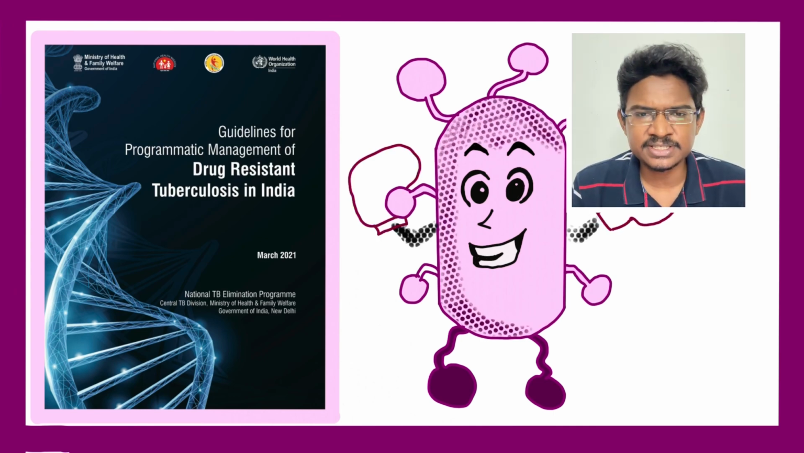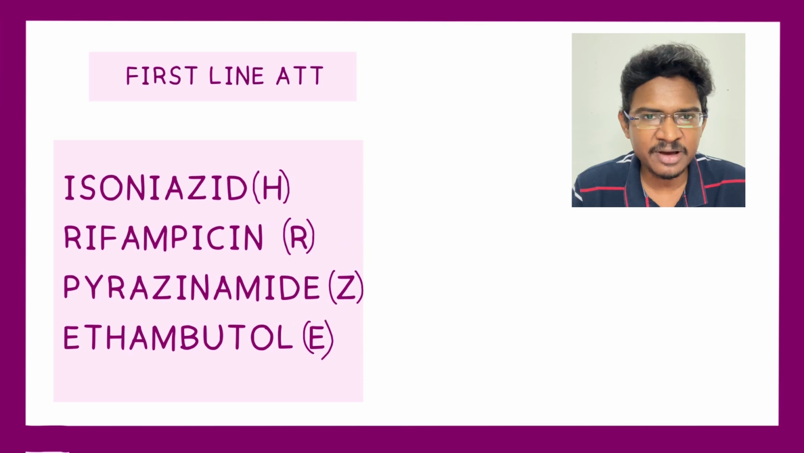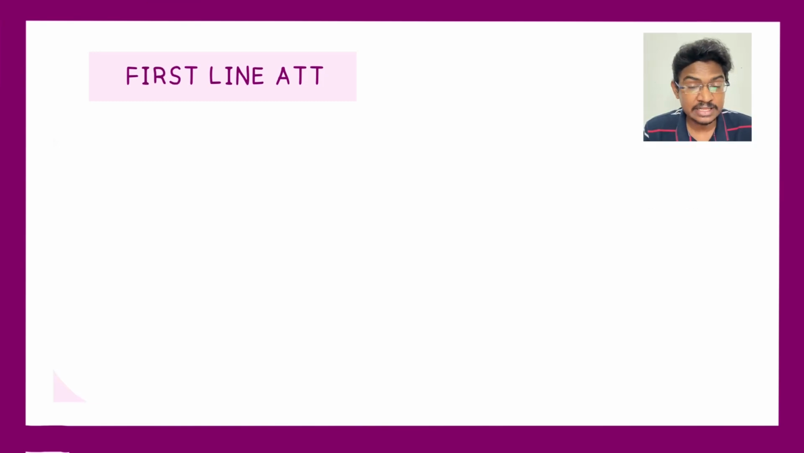So first let's brush up with the basics, which are the first line ATT drugs, which are HRZE: H for isoniazid, R for rifampicin, Z for pyrazinamide, and E for ethambutol. So the definitions are most important. Only these definitions they have asked so many times in BPG.